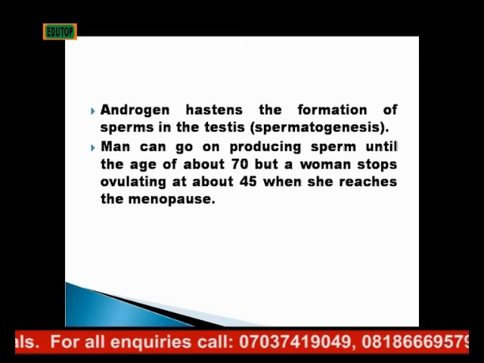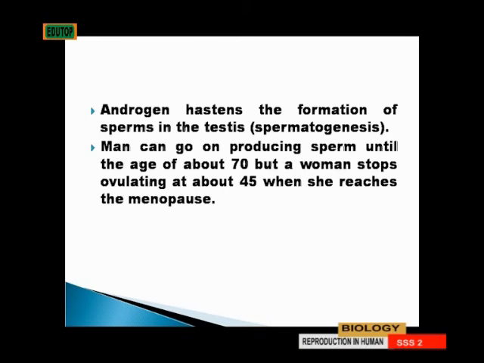Then a man, the male species, can go on producing sperm until the age of about 70. In both man and woman, there is a cycle. The man produces sperm, the woman produces egg. But a man can keep on producing sperm until about the age of 70, and some men even more than that. So it depends on the individual.